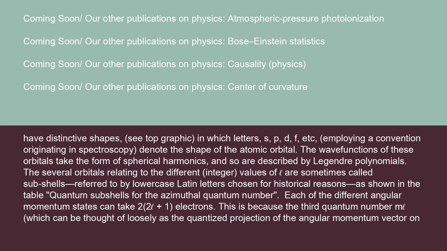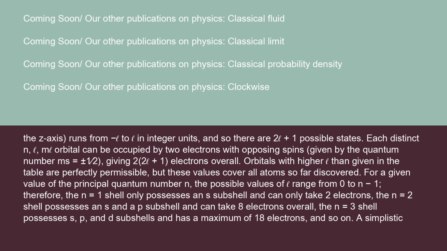Each of the different angular momentum states can take 2(2ℓ + 1) electrons. This is because the third quantum number mℓ, which can be thought of loosely as the quantized projection of the angular momentum vector on the z-axis, runs from −ℓ to ℓ in integer units, and so there are 2ℓ + 1 possible states. Each distinct mℓ orbital can be occupied by 2 electrons with opposing spins, given by the quantum number ms equals plus or minus 1/2, giving 2(2ℓ + 1) electrons overall. Orbitals with higher ℓ than given in the table are perfectly permissible, but these values cover all atoms so far discovered.